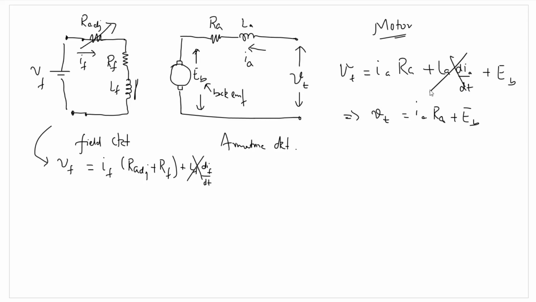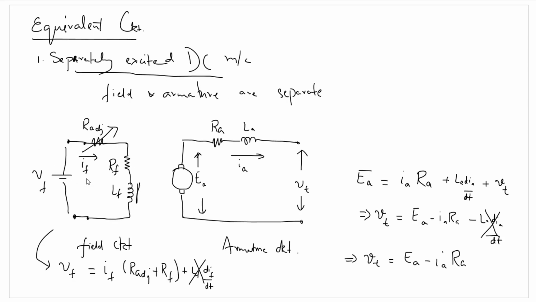Once steady state is achieved, LA dIA by dt will be equal to 0. So VT will be equal to IA RA plus EB. VT is the applied voltage in case of a motor. IA will be the armature current. RA is the resistance of the armature windings. EB is the back EMF produced in the armature of the motor.